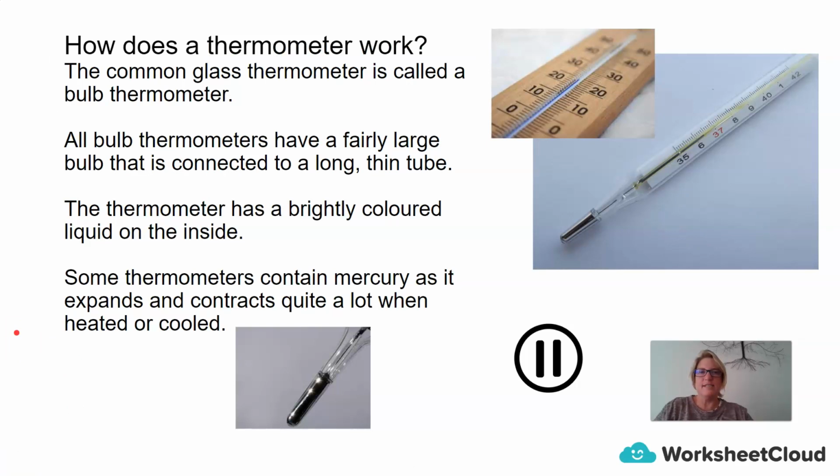So, how does a thermometer work? A common glass thermometer is called a bulb thermometer, and you can see the bulb thermometer in the diagram over here. They have a fairly large bulb at the bottom connected to a long, thin tube. Sometimes a thermometer has brightly colored liquid inside it. Here you can see the blue liquid, and here this looks like a silvery type of liquid. Some thermometers contain mercury as it expands and contracts quite a lot when it is heated or cooled.